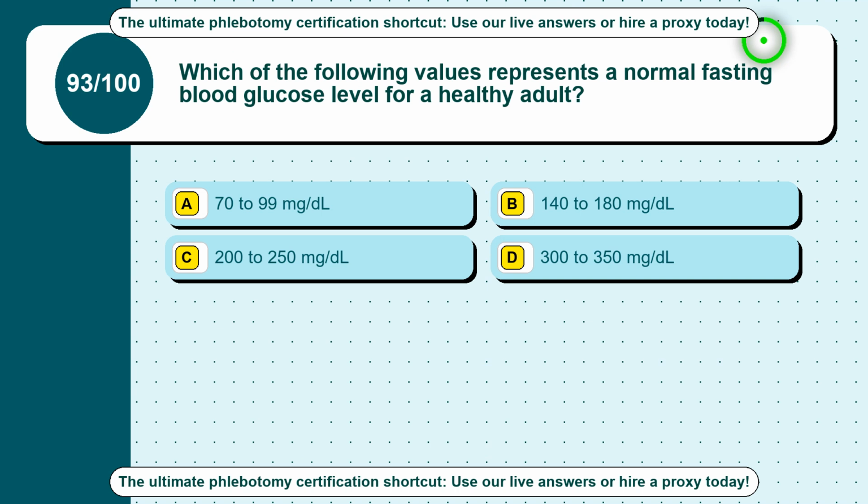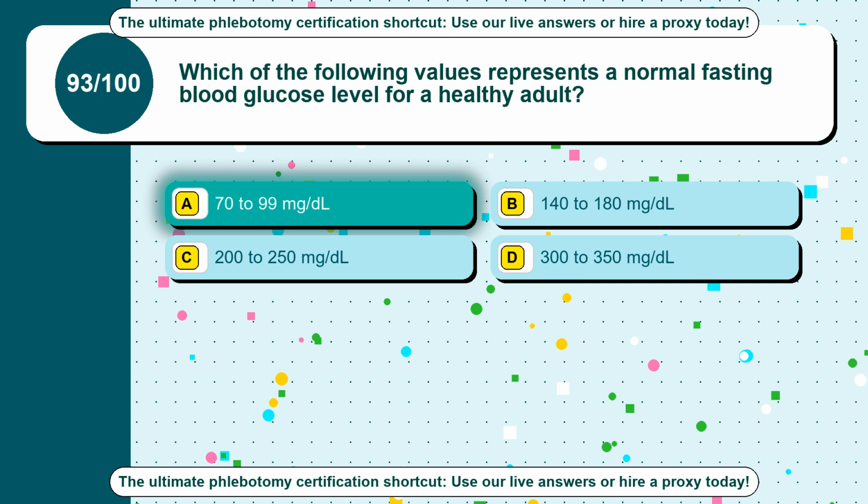Question 93. Which of the following values represents a normal fasting blood glucose level for a healthy adult? Option A, 70 to 99 mg/dL. Option B, 140 to 180 mg/dL. Option C, 200 to 250 mg/dL. Option D, 300 to 350 mg/dL. The correct answer is option A, 70 to 99 mg/dL.